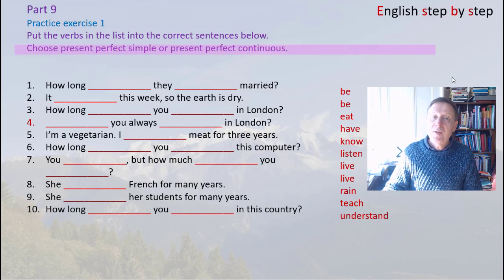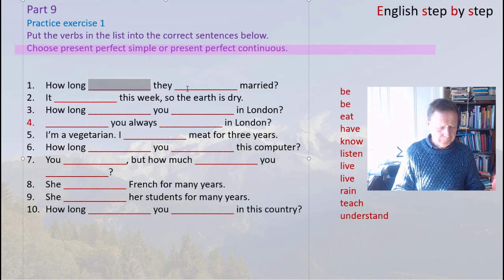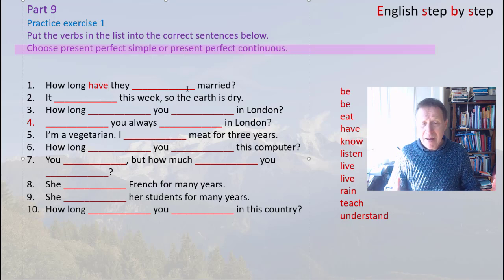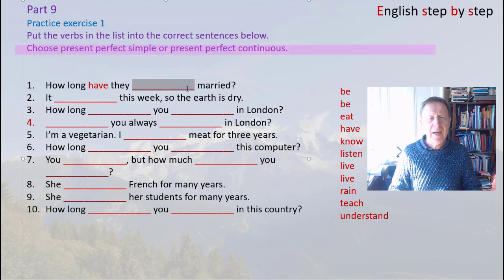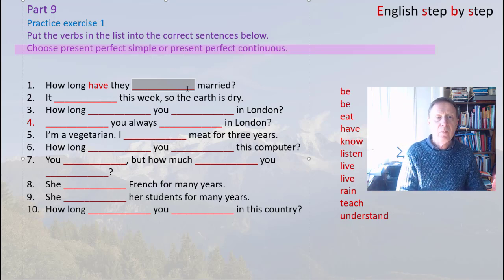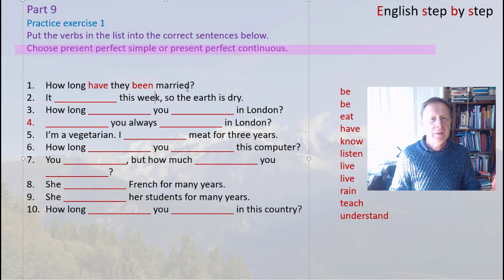So let's go through exercise 1. The first one here is a question, and we need to use have. And then if you talk about married, then you have to say to be married. And in this case, it must be present perfect simple, so that would be the past participle been. How long have they been married?